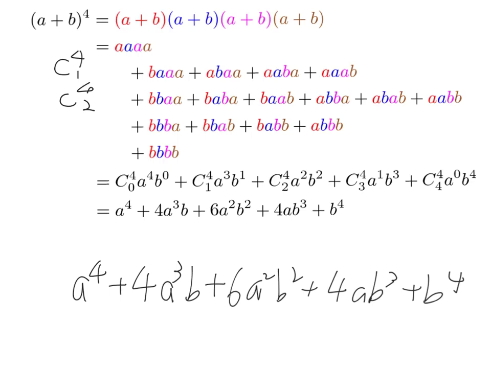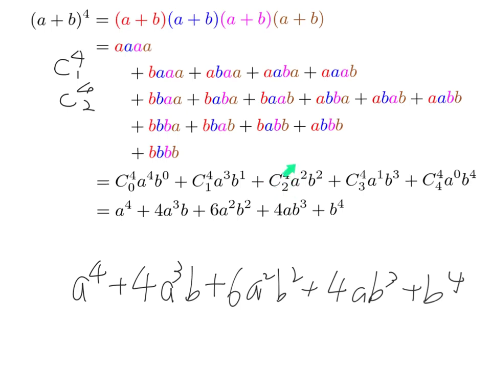so we have 6 times a square b square. We have totally 16 terms in the expansion, and each term is the product of 4 variables. So the sum of the indices of the terms is always equal to 4: 4 plus 0, 3 plus 1, 2 plus 2, 1 plus 3, and 0 plus 4. And 4, 0, 3, 1, 2, 2, 1, 3, and 0, 4 cover all the possible combinations of the indices.